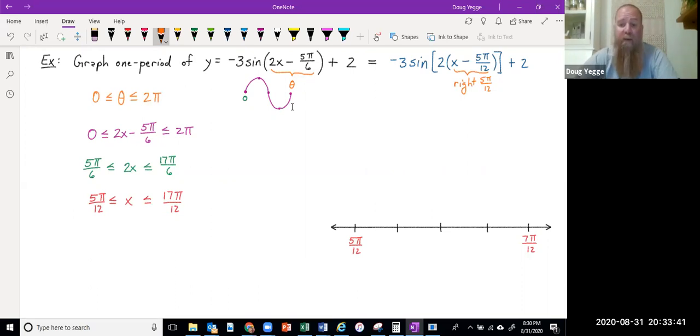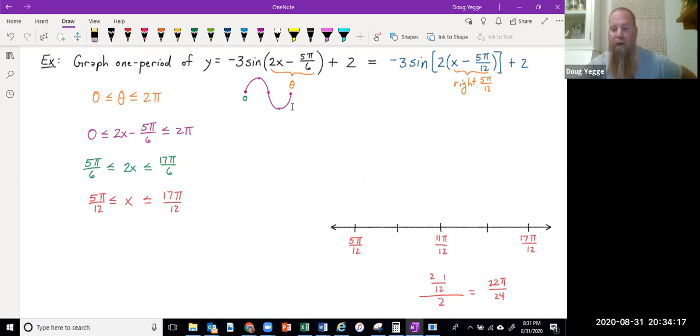So we now need to just find some midpoints here. Okay, again, this should be 17 pi over 12. All right, so let's add these together. 5 pi over 12 plus 17 pi over 12 gives me 22 pi over 12. Divide that by 2, and that gives me 22 pi over 24. But I can simplify by dividing numerator and denominator by 2, which gives me 11 pi over 12. Now that should make sense that 11 is halfway between 5 and 17.